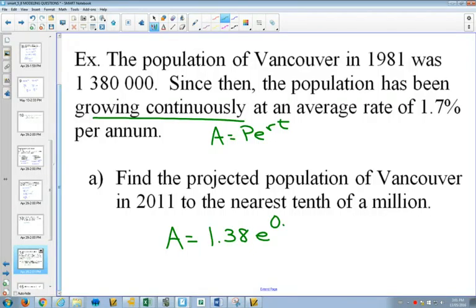And then e to the 0.017. How many years is it from 1981 to 2011? 30 years. And it would just be a matter of typing that in. And you get an answer of 2.298 million. To the nearest tenth of a million would be 2.3 million.